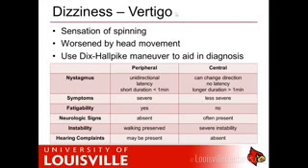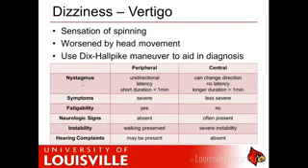Vertigo, that sensation of spinning, is worsened by head movement, no matter whether it's peripheral or central. In the clinic, you're going to use the Dix-Hallpike maneuver to aid in your diagnosis. What you're trying to figure out in the clinic is: is this peripheral or is this central? There are a couple of different things that can help you with that.